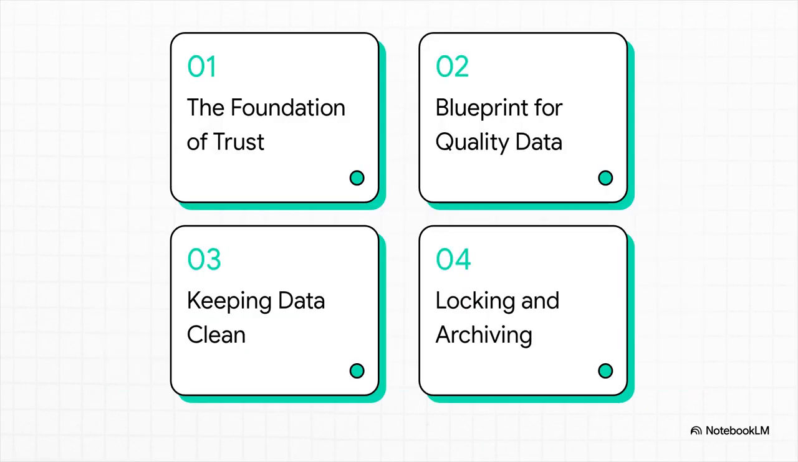So today, we're going to walk through the entire life cycle of clinical data, and we'll do it in 4 key stages. First, we'll start with those foundational principles. Then, we'll talk about how we design a blueprint for quality data. After that, we'll get into the active process of keeping that data clean, and finally, we'll cover how we lock it all down and store it for the future. It's the whole journey from concept to archive.